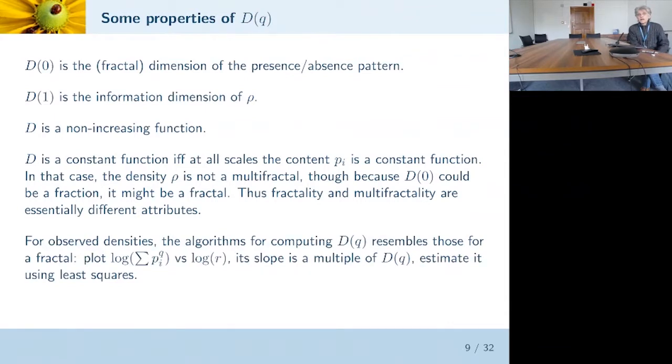We can compute approximate values for observed values of the Renyi dimension. And essentially all we do is we take the p sub i to the q, and we take the log of the sum of all of them, and we plot that versus log R. Its slope is a multiple of D of q, and so it's proportional to D of q, and so we can estimate D of q just using least squares. The multiple is exactly known, I just don't want to try and talk about it.